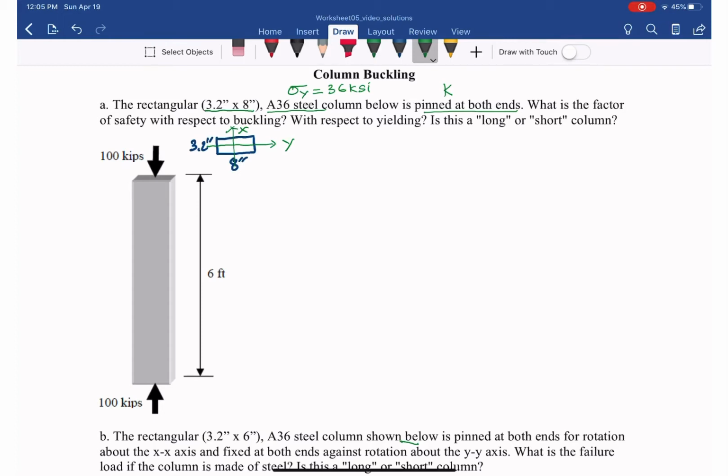And the question is, what is the factor of safety with respect to buckling, with respect to yielding, and is it a long or short column? For that, I suggest you go back to review the example in the lesson note part 3 and also the demonstration in the video part 4. We need to consider both buckling and yielding. So let's talk about buckling.